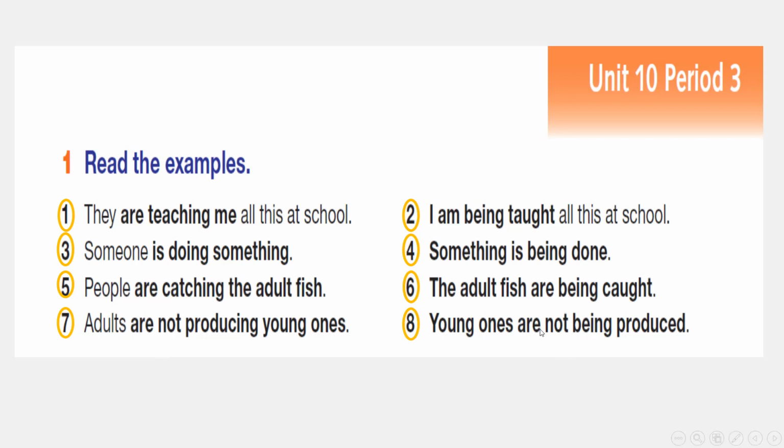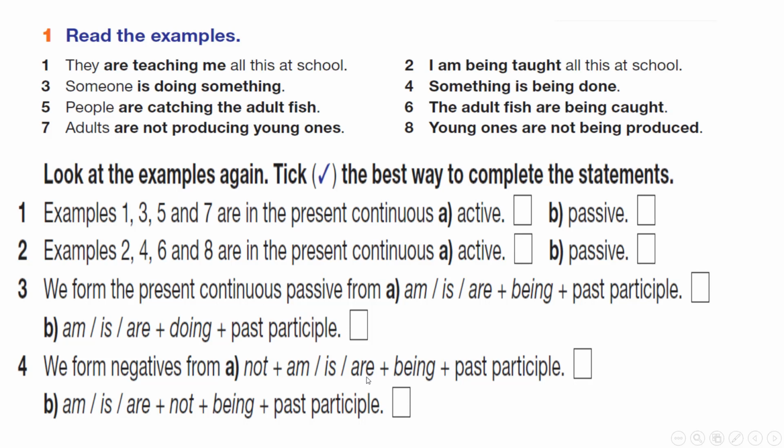Now, look at the negative form. We use are not being produced. As you see, these examples begin with the subject, and here the examples begin with the objects. Now let's look at the examples again and take it through the best way to complete the statement.